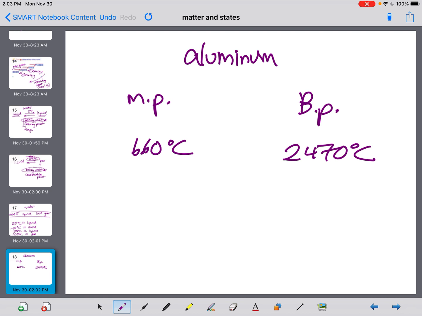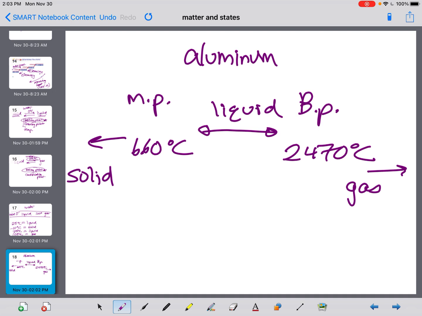Remember, water was 0 and 100. But the values are still the same. If we were below the melting point, that means that we have a solid. If we're higher than the boiling point, that means we're dealing with a gas. And in between the two, we have a liquid. So this can be done with any type of matter, right? All matter has its own unique melting and boiling points. So I'm going to give you some numbers here, and I want you to practice writing what the state of matter would be for that.